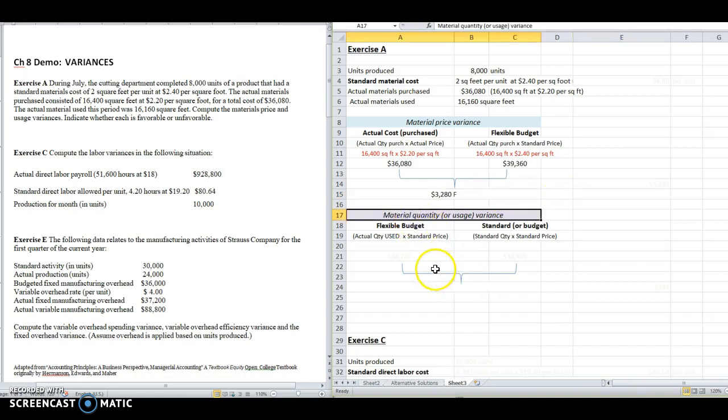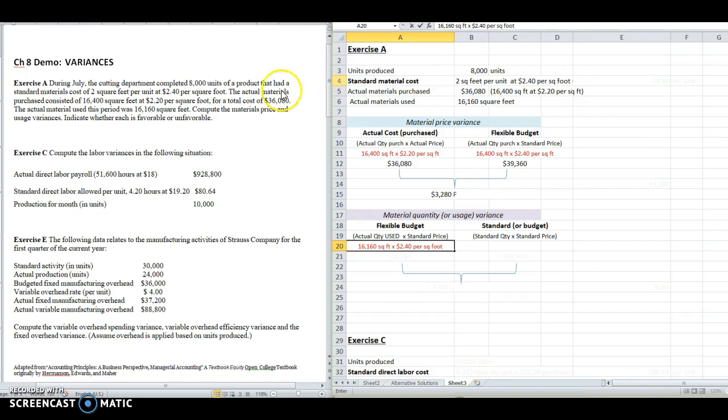Now we move on to the material quantity or usage variance. In this one, we are going to use the materials used, not the materials purchased. It's very important here. We want the materials used. Since we are looking at the quantity used, we are going to compare the actual quantity to the standard quantity. Notice the price is going to be the same, and the price will be our standard price. So the actual quantity used, it told us the actual materials used this period were 16,160 square feet. My standard rate is $2.40 per square foot.